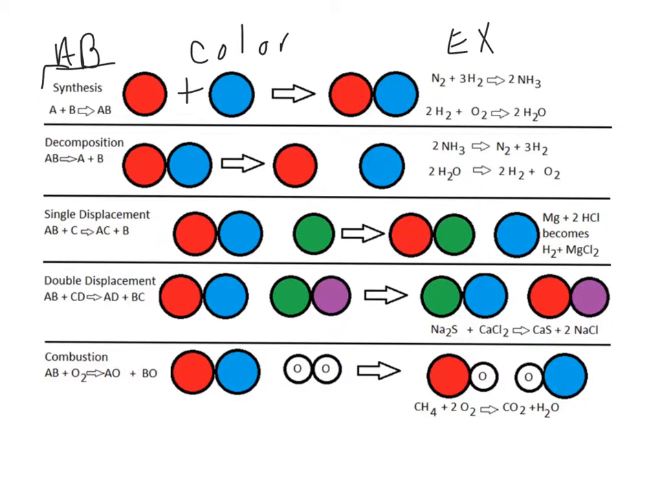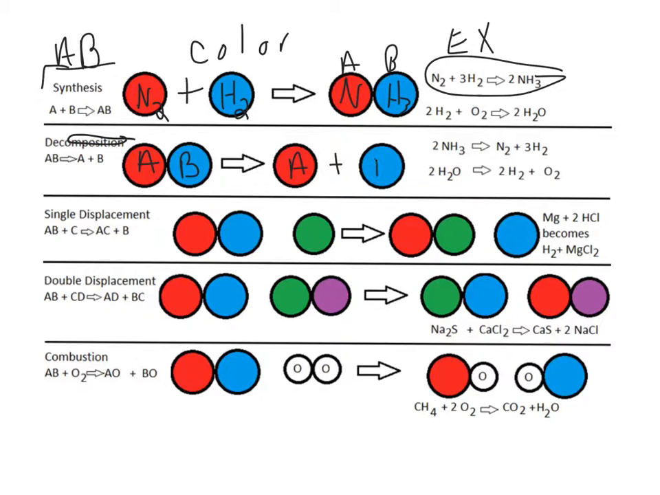We have A plus B to make our AB over here. Or it would be as if this was N2 and this was H2, and here I have NH3. Alright, so the diagram represents what's going on in the reaction. I'll do one more. In our decomposition reaction right here, I have AB that breaks up to form A plus B.